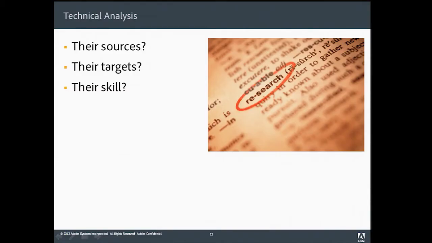The second thing you can do is a technical analysis of them, right? And this is probably more interesting to you guys than the human aspect. But you can look at what their sources are, you can look at what they're targeting, and you can look at what their relative skill level is when they're attacking you.